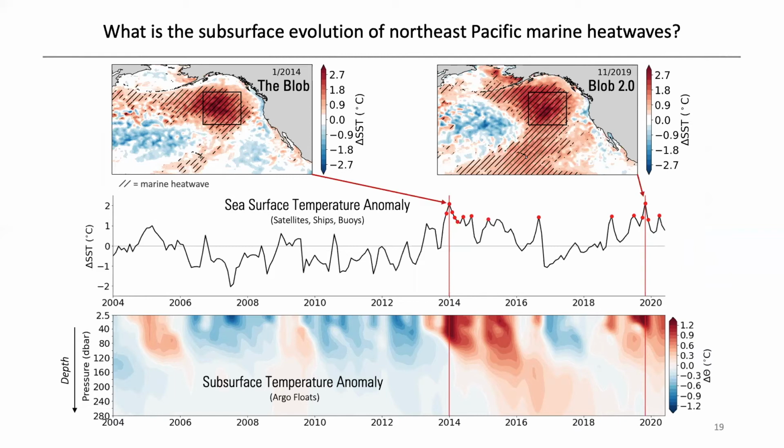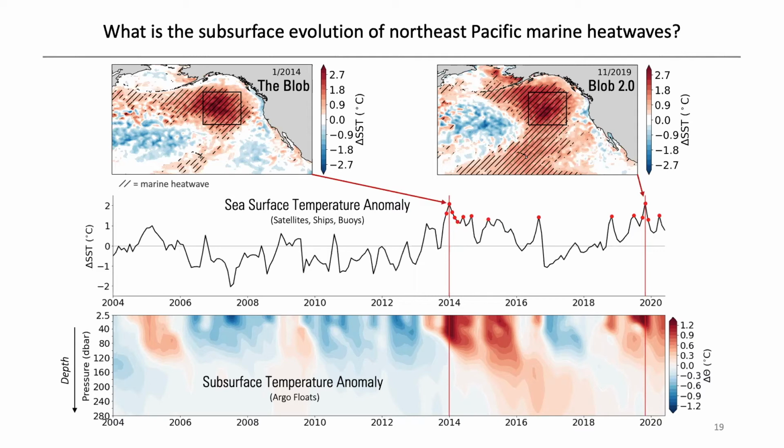So here are those same sea surface temperature maps that I showed earlier. Now I'm taking the monthly time series of anomalies averaged in that box that I've drawn in the top, and I'm displaying it in the middle panel. So we have 2004 to 2020, and I'm drawing lines to where those snapshots are taken. And you can see that those had the maximum temperature anomaly since 2004. The red markers are showing other months that were considered a marine heat wave. So it gives you an idea of the persistence of this event in this location.